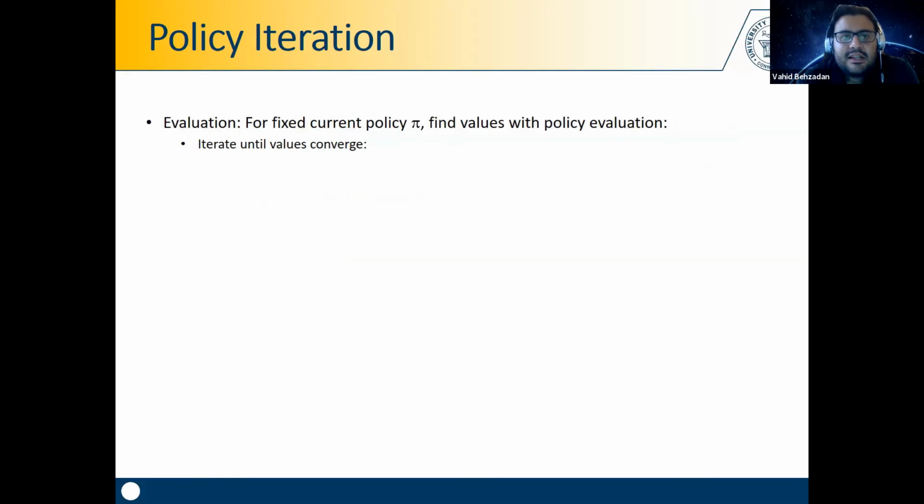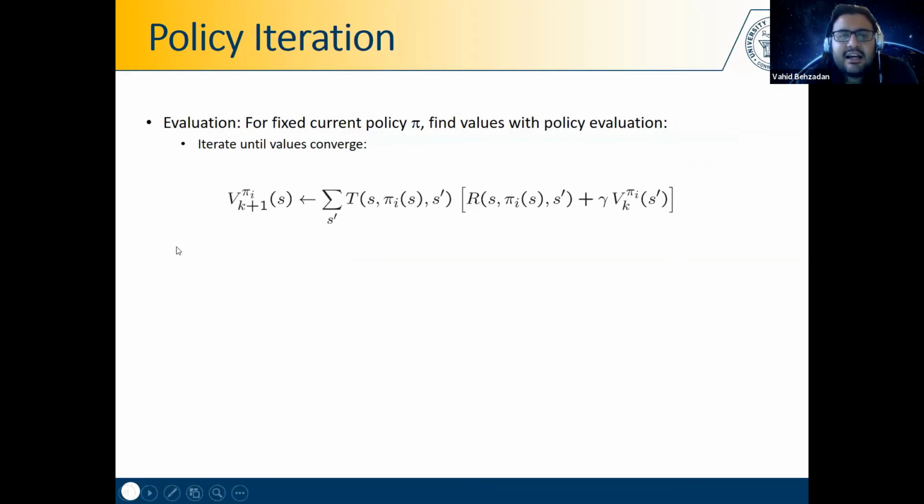So for a fixed current policy pi, find values with policy evaluation. How? We iterate until values converge. We iterate over this Bellman setup. Iterating means that we increment k in each iteration and calculate this value. V0 of s is always 0, and we keep going until the values converge, which means that there's no change in values from v sub k to v sub k plus 1.